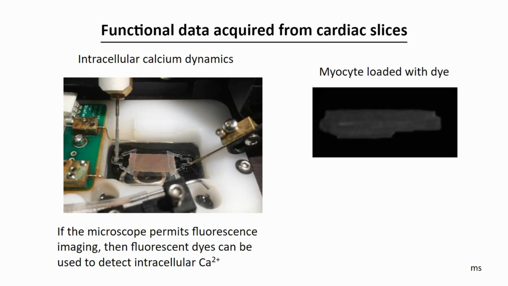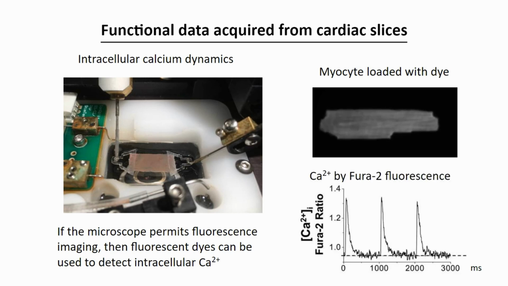Many of you are probably familiar with recording intracellular calcium dynamics in isolated cardiac myocytes. In the example on the right, you see a single cardiac myocyte that has been loaded with a fluorescent dye that is sensitive to intracellular calcium. When the calcium is high, the light intensity is high, and the calcium dynamics are represented by the fluorescent light. A similar recording can also be made with a cardiac slice.